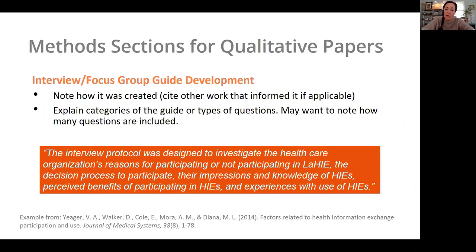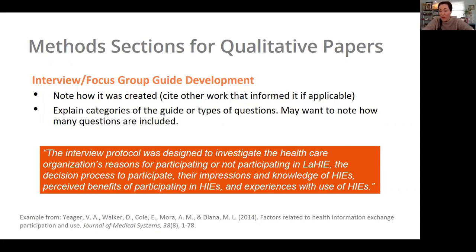This example comes from a different paper and the citation is at the bottom. The interview protocol was designed to investigate the healthcare organization's reasons for participating or not participating in LAHI. The decision process to participate, their impressions and knowledge of HIEs, which stands for Health Information Exchange, if that's a new term for you, the perceived benefits of participating in HIEs and experiences with HIEs. So I'm giving a summary of these are the types of things I'm asking about in my interviews.